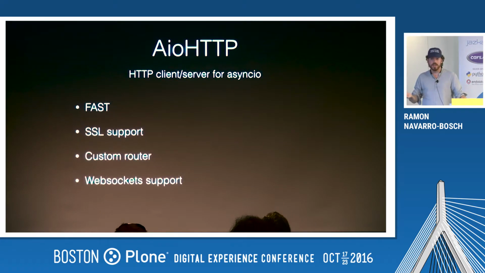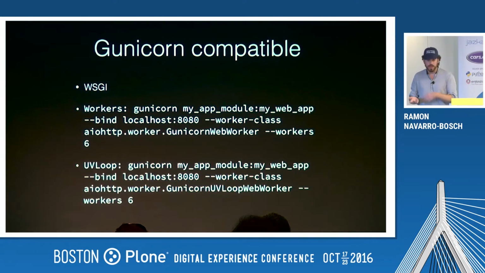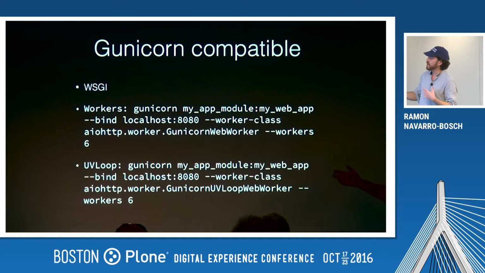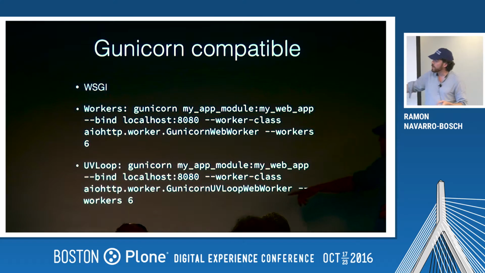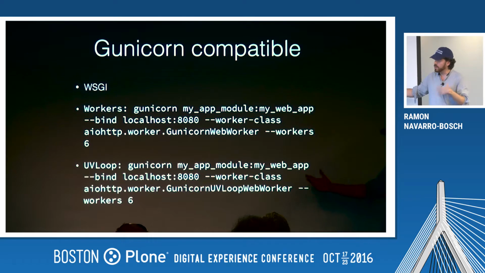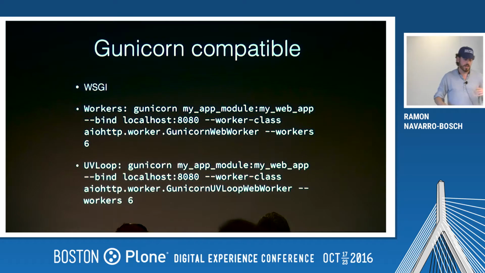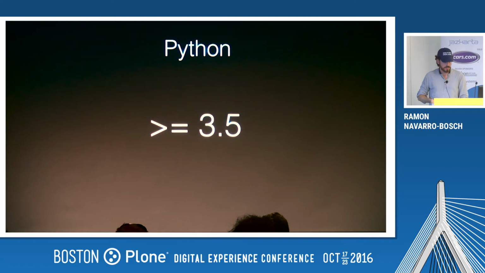HTTP is really fast and supports SSL by default, so you can offer SSL connections without anything on top of that. It supports WebSocket, and lets you create your own custom router. It's Gunicorn compatible, so you can start it with Gunicorn, defining how many processes you want to execute. You can also use the uvloop, the one used by Node.js, so the performance increases a bit more. So you can start it for production, scaling it really fast. It's only for Python 3.5 and up.